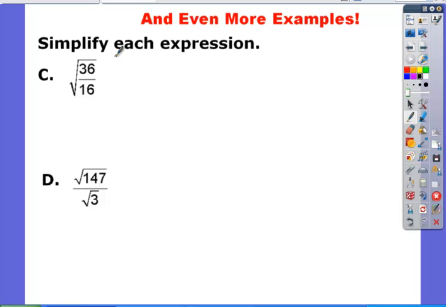Alright, so the answers you should have gotten were the square root of 36 divided by the square root of 16 is equal to 6 over 4, since the square root of 16 is 4. This can be reduced even more. What can both of these divide by? I can divide both by 2. So that reduces down to 3 over 2.